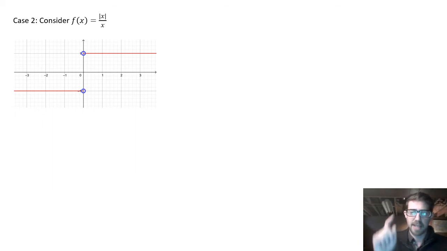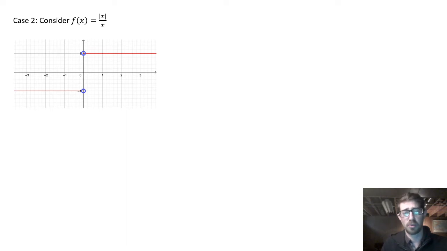Okay, but that doesn't really affect the limit. What affects the limit is that it's doing a different thing coming this way as it is coming this way. So in other words, if you're coming from the left here, if you were to look at a table, it's just -1, -1, -1, -1, error. If you're coming from the right, you'd have 1, 1, 1, 1, 1, 1, 1, error.